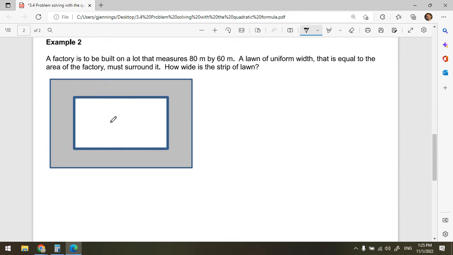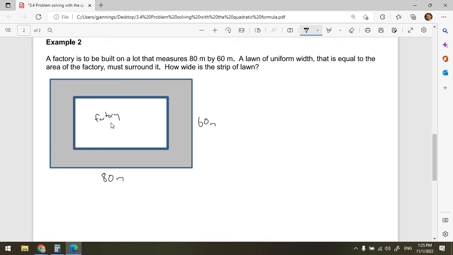Let's take a look at this example. We're building a factory on a lot that measures 80 meters by 60 meters. Anytime you see something like this, you're going to label your sides. So this is 60 meters and this is 80 meters. That's the lot. And we want the area of the factory that's in here, so this is the factory, to be equal to the area of the lawn that's surrounding it. And then we want to know how wide is the lawn.